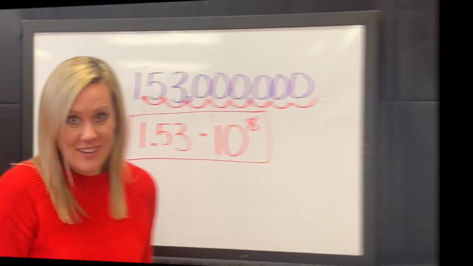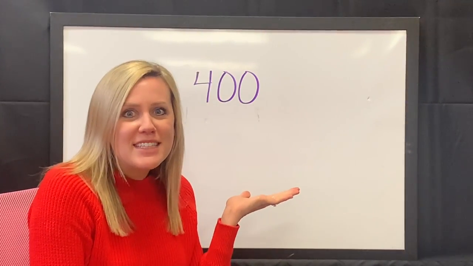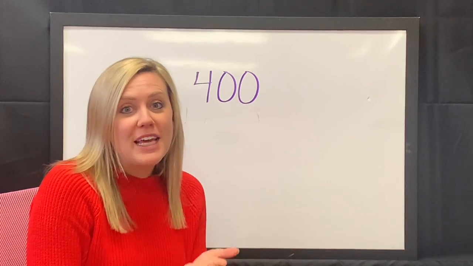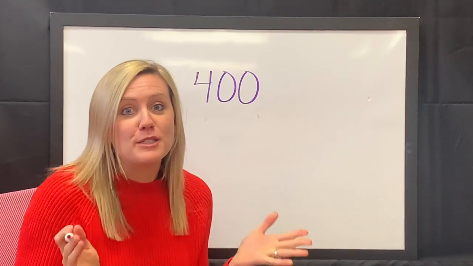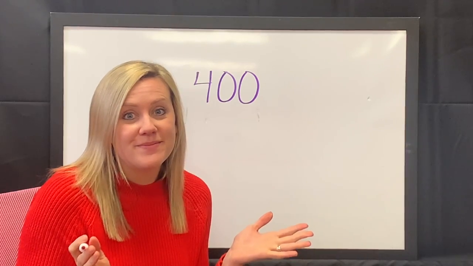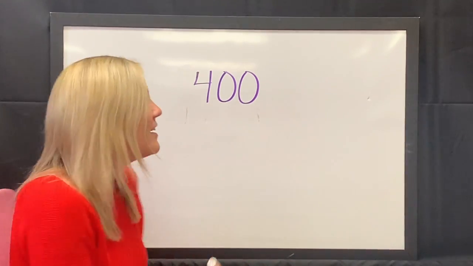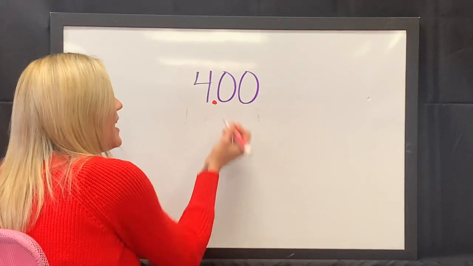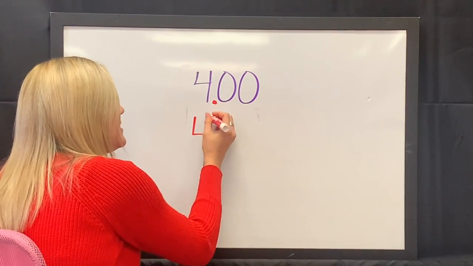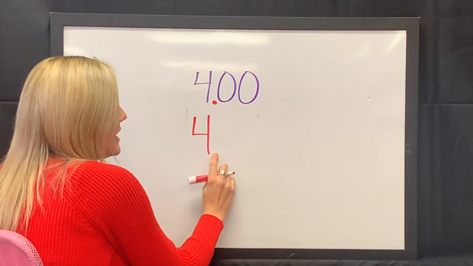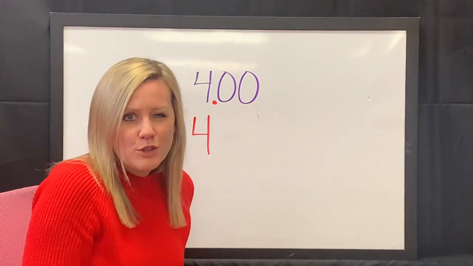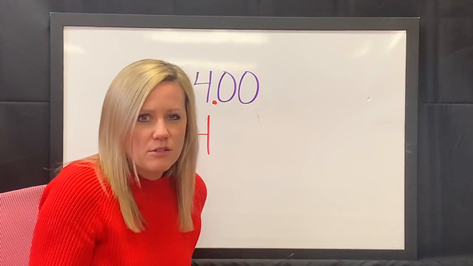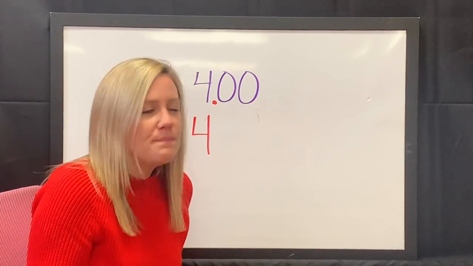Let's do another one. Okay, here is the number 400. Think really quick, where would you want to put the decimal to make this number between 1 and 10? Did you say right after the 4? If you did, that's correct. We are going to rewrite this number. I'm not going to put a decimal here and put zeros off, because this number also represents 4.00. I could just write 4.